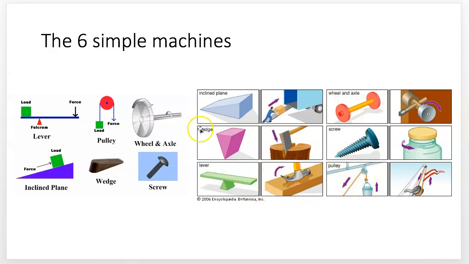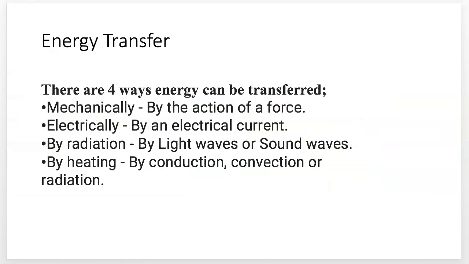So there are all kinds of ways you can play with that, but you want to think about what knocks what over. And transferring energy is a huge part of this. When you pick something up and leave it ready to fall later, the energy is stored, in that gravity is going to take it down. You can transfer energy in 4 main ways: mechanically by the action of a force, electrically by a current, radiation by light or sound waves, and heating. So conduction, convection, or radiation.